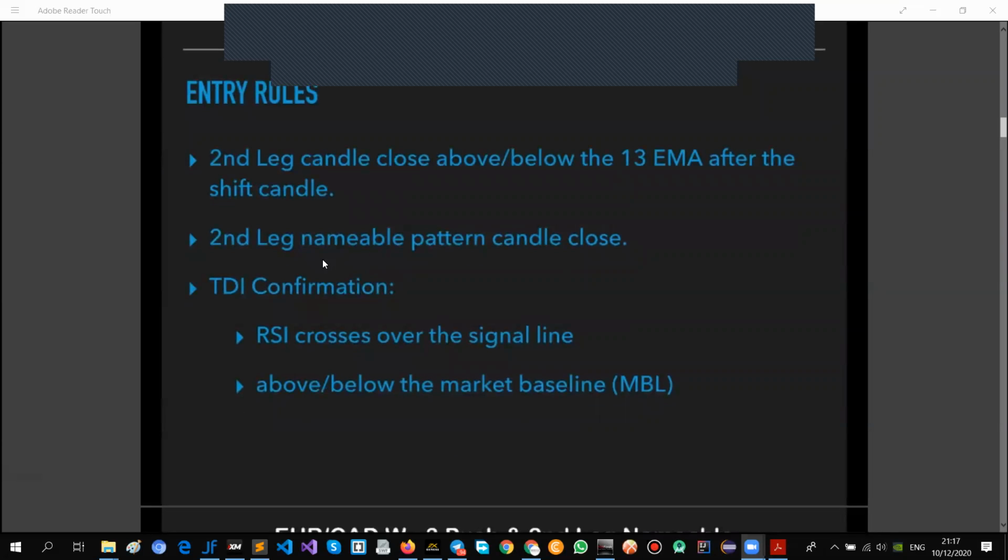The second leg, nameable pattern. Under the second leg there must be a nameable pattern candle close. Those are the shifting candle, the railroad, the evening and morning star. Those are the ones that we mean by the statement there.